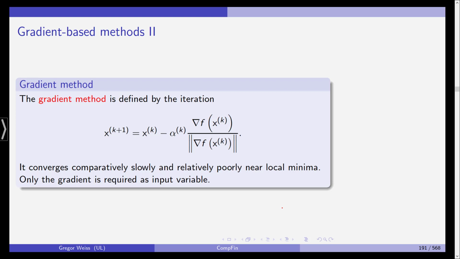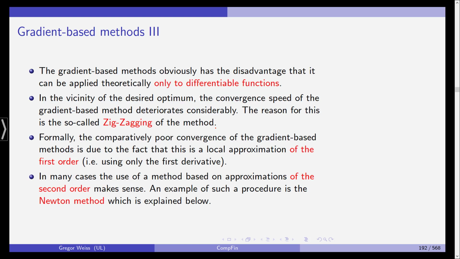So if we use as an iteration x_{k+1}, the solution in the k plus 1 step, equal to the previous solution minus alpha times the normalized gradient, this will give you the gradient method, Gradientenabstiegsmethode, and it converges comparatively slowly and relatively poorly near local minima, but we only need the gradient. So we only need the first partial derivatives of the function f, and we are done.